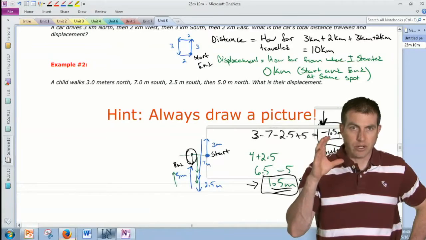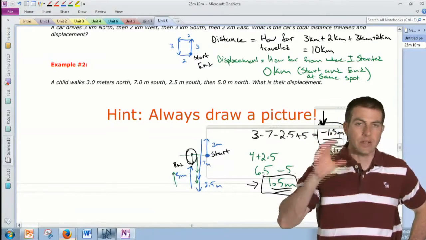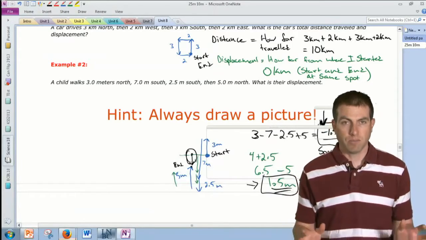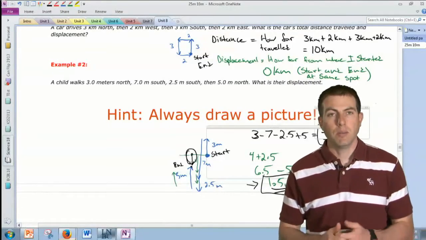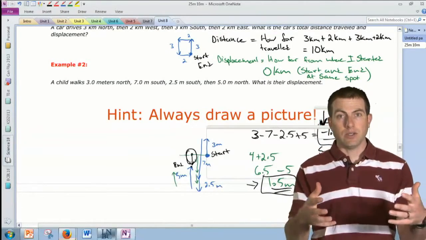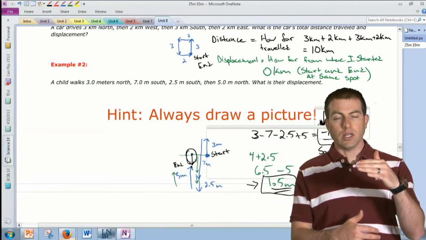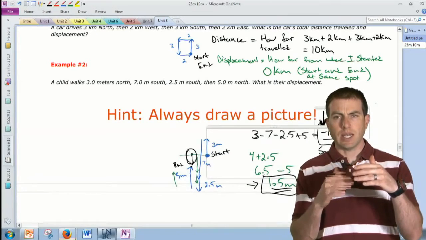If you want to add your norths and souths, or add your norths, add your souths, then take the difference between them, that's fine. That is how you do the question. But the picture adds clarity to it. You can see that you've ended up just a little bit below where you started. So that negative sign makes sense.